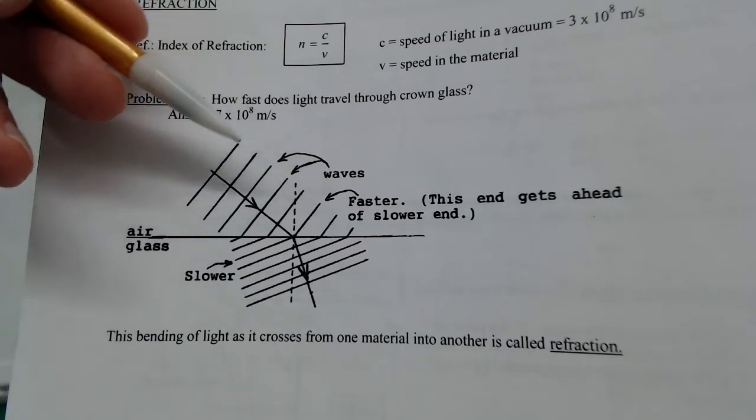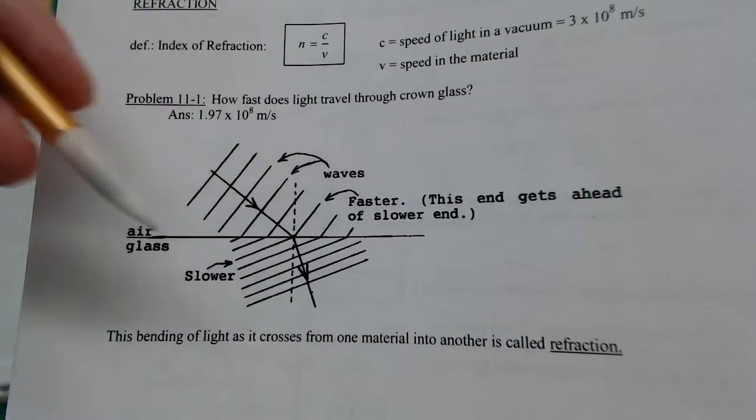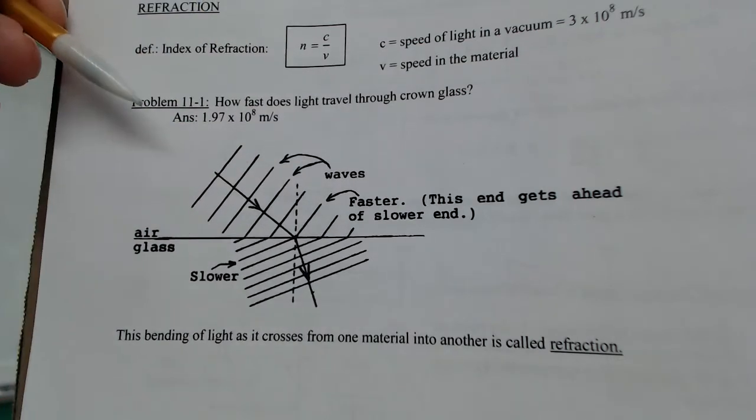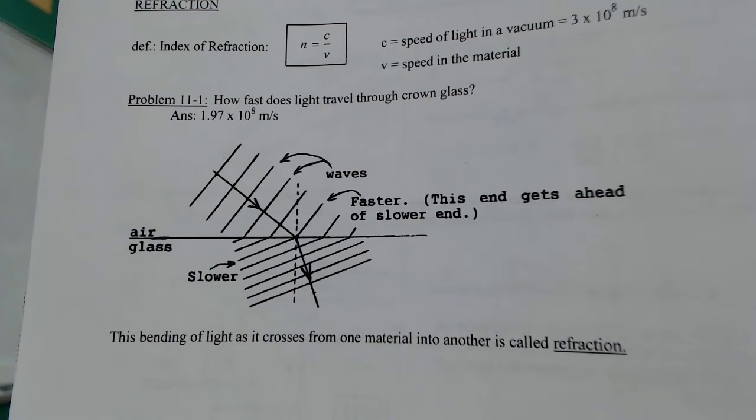These lines are supposed to be wave fronts, kind of like waves you'd see at a beach. A ray is basically an arrow showing which way the waves are going. Okay, it's just saying the waves are going that way.